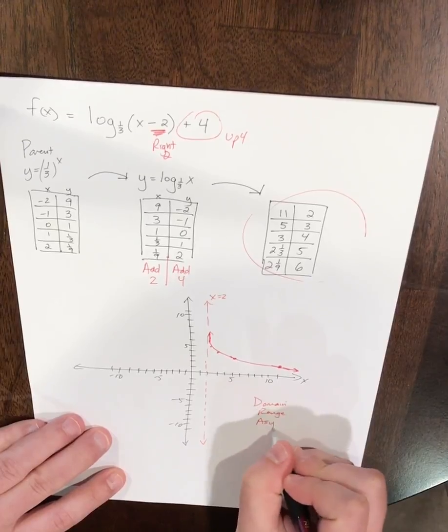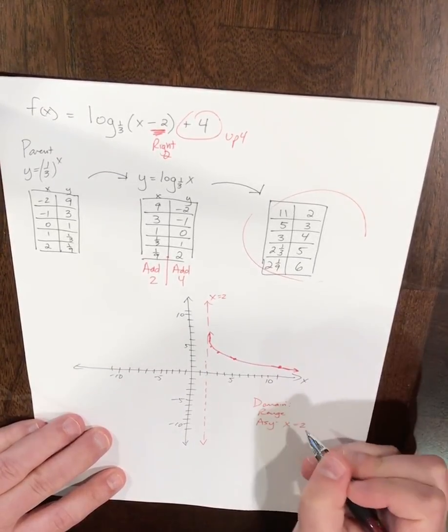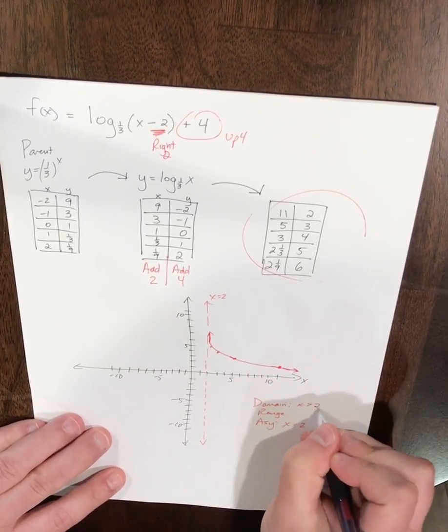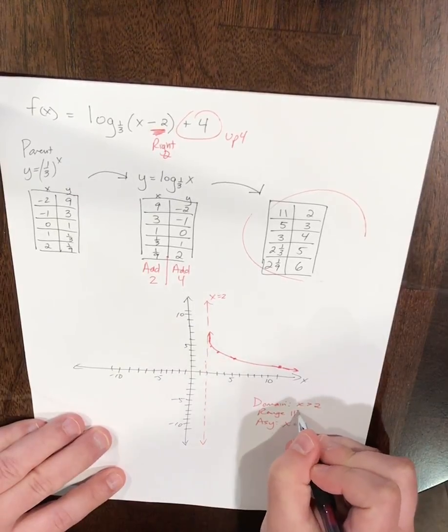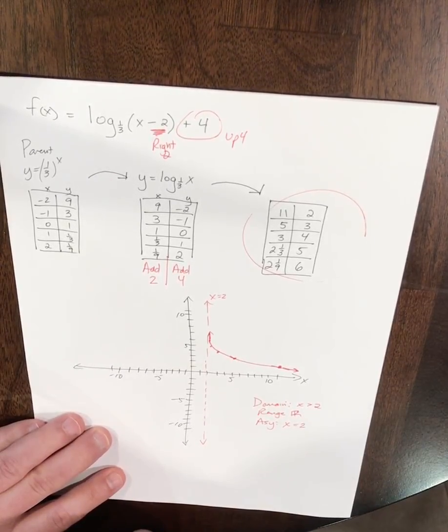Domain, range, asymptote. We already have the asymptote x equals 2. The graph is existing to the right of that, so x is greater than 2. And the range for all of these log functions is all reals. So that should be enough to get you through the assignment on graphing log functions.